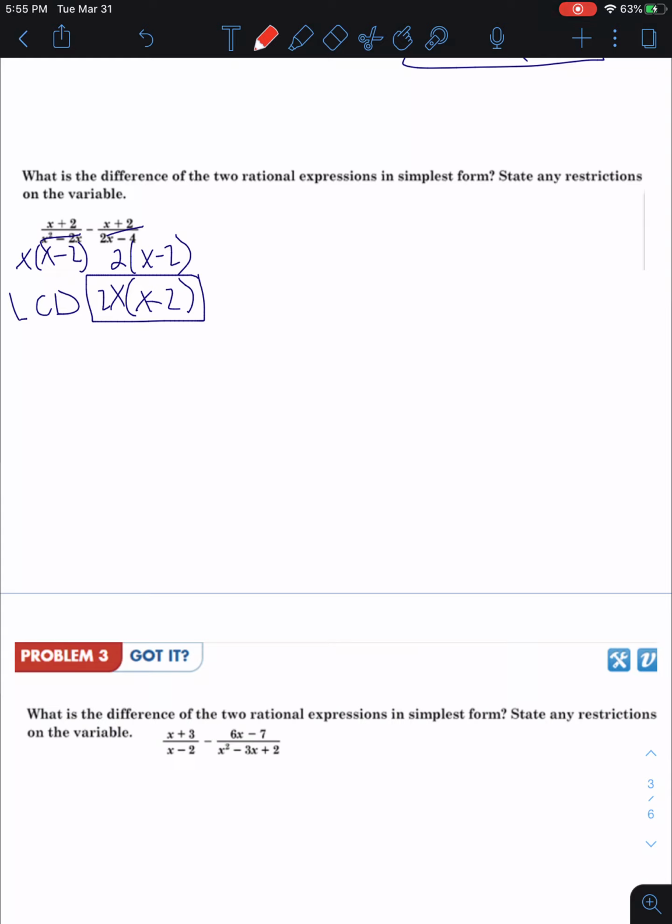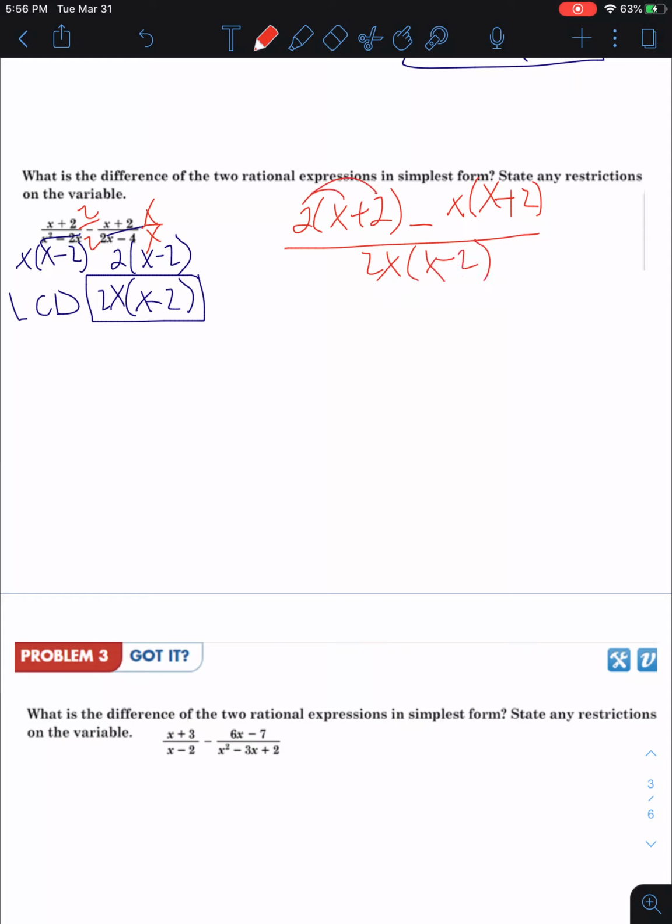Well, that didn't work so good. So let's go 2 over 2. And then on the second term, I've got 2 times x minus 2, but I'm missing the x. So I'm going to have to multiply this side by x over x, which is going to give me a 2 times x plus 2 in the first term, minus, and then x times x plus 2 in the second term. And we're going to put it all over the 2x times x minus 2.